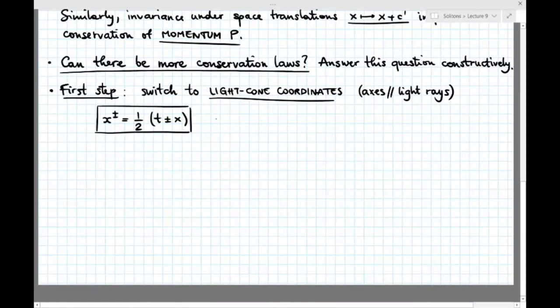We can also invert this definition of the light cone coordinates to write the old time and space coordinates in terms of x plus and x minus. In particular, time t is x plus plus x minus, and the space coordinate x is x plus minus x minus.